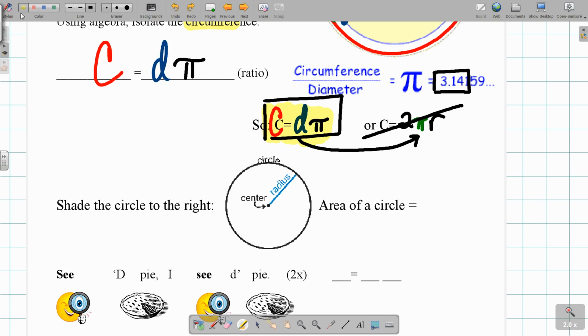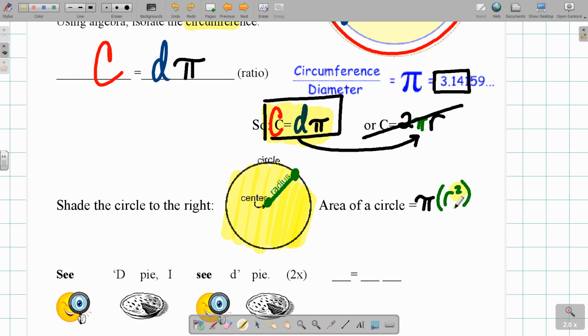Now to find area, I'd like you to simply shade the area. Shade it. To find the area of a circle, you take the radius and square it, only the radius, times the constant pi, or pi r squared.